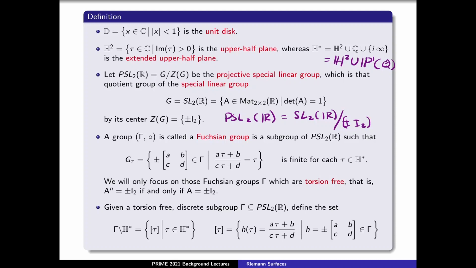And so our focus is only on those Fuchsian groups Gamma which are torsion free. That is, if we have an element that has a finite order, so A to the n is equal to plus or minus the identity, then it must be that that element is in fact the 2 by 2 identity matrix, or its negative, which we are identifying with itself. And so what we are going to be investigating in our synchronous lesson is this set, Gamma mod H star. And so this is going to be a set of equivalence classes such that tau is in H star, but each of these equivalence classes is defined in this way. And so we'll discuss this in our synchronous session.